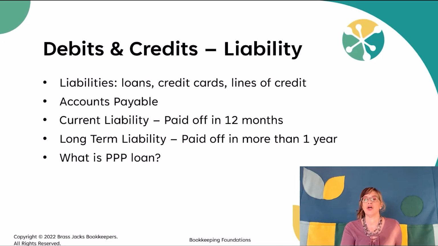So again, current always means 12 months or less. Long term always means 12 months or more. We often talk about 1 year, but we're really talking about 12 months when it comes to long term versus current. It's not stuck on a calendar year, in other words, it's about those number of months. So that's liabilities. Again, increase liabilities with a credit.